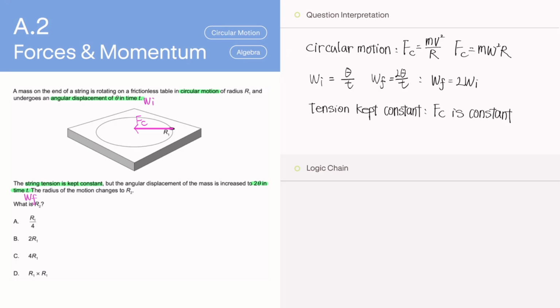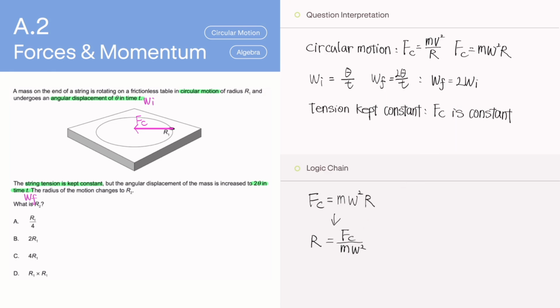Now let's build the logic chain together. I'll first write down the equation. I am picking this one instead of the other one because obviously the question is giving us information about initial and final angular velocity. And then I need to do rearrangement to make r the subject, because essentially we are comparing the initial r with the final r, r1 and r2. And lastly, we can plug what we have interpreted from the question into this equation.